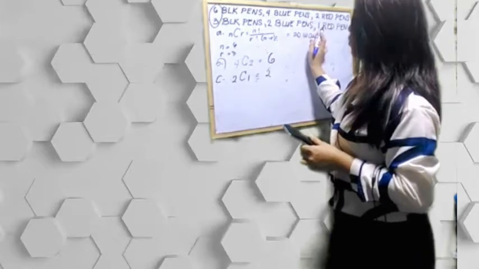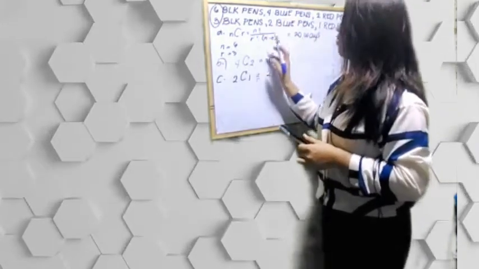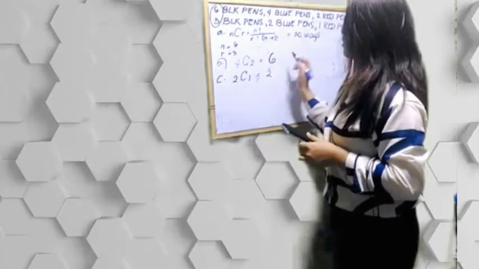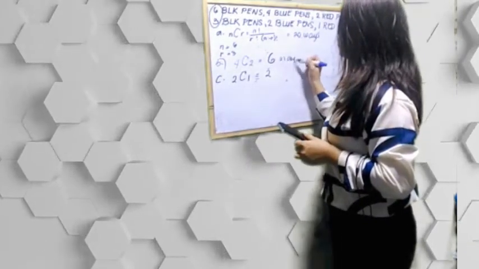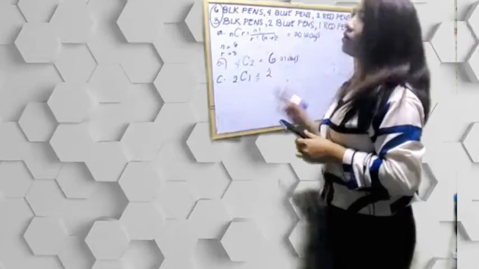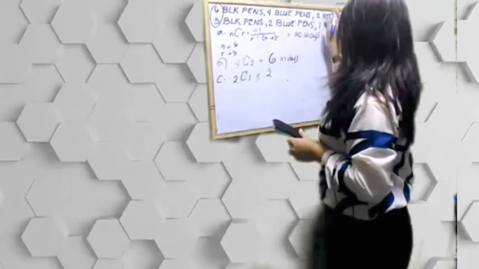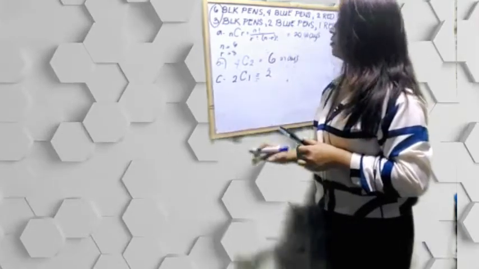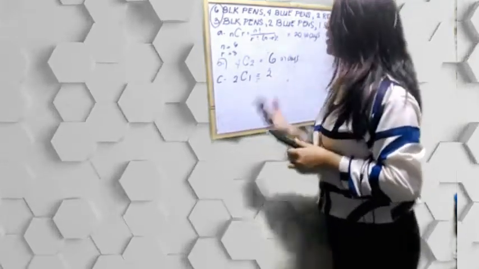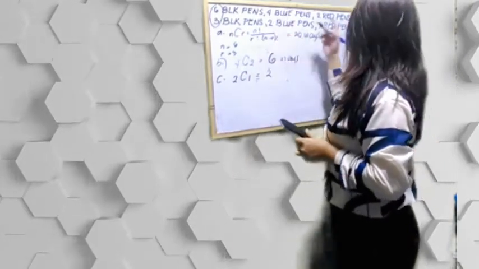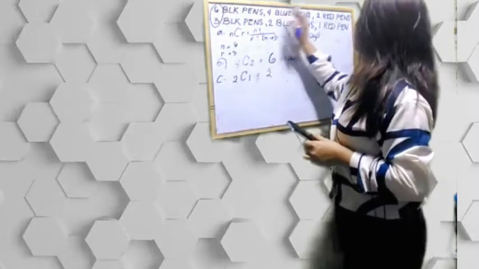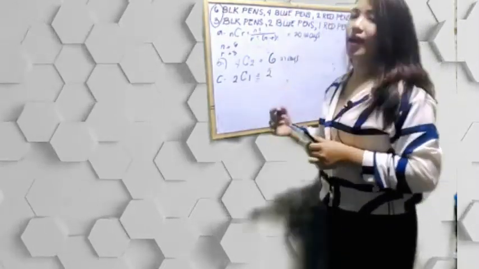it gives us 20 ways. Our possible combinations of taking 2 blue pens out of 4 blue pens gave us 6 ways. And the possible number of combinations taking 1 red pen out of 2 red pens is 2 ways. So we would like to find out the number of possible combinations wherein you will be able to get 3 black pens, 2 blue pens, 1 red pen as a whole out of 6 black pens, 4 blue pens, and 2 red pens.